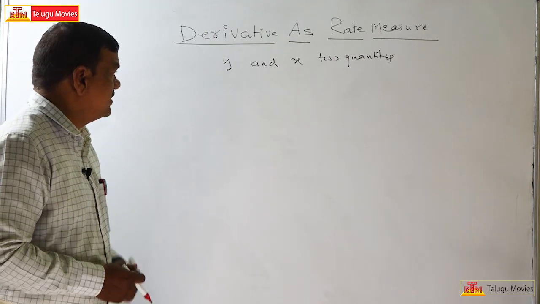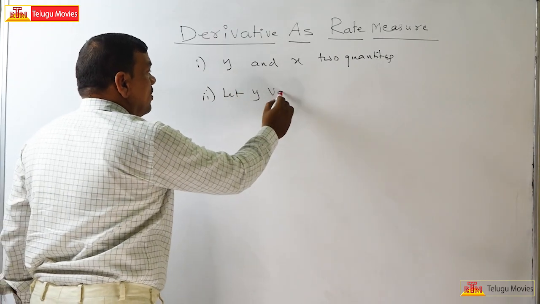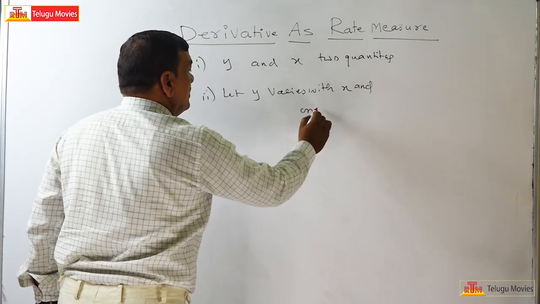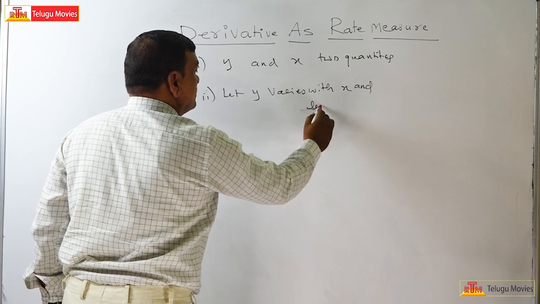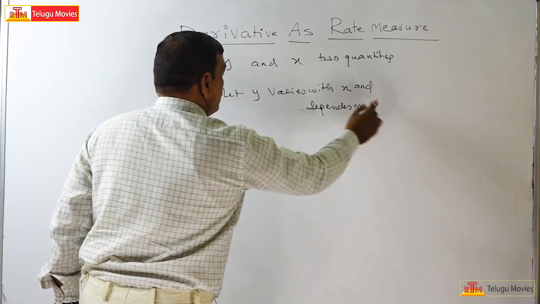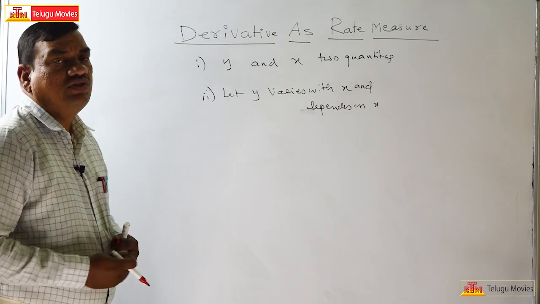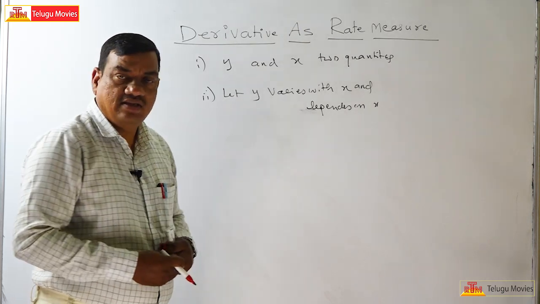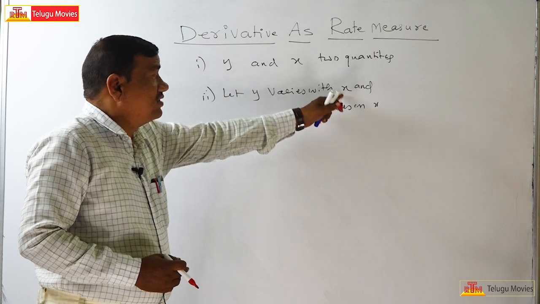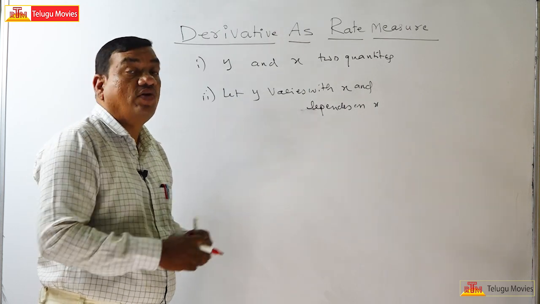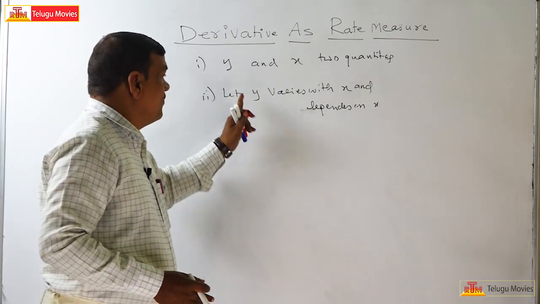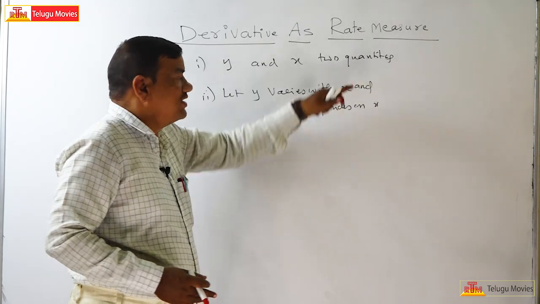Now let us take these quantities. Let y vary with x and depend on x. Understand? So the quantity y varies with x. As x varies, y also varies, and y depends on x. The change of y depends on the change of x. If such quantities are there, they are not independent quantities.